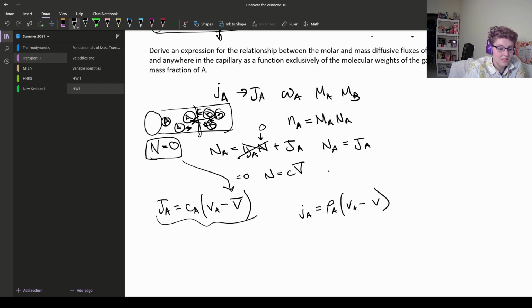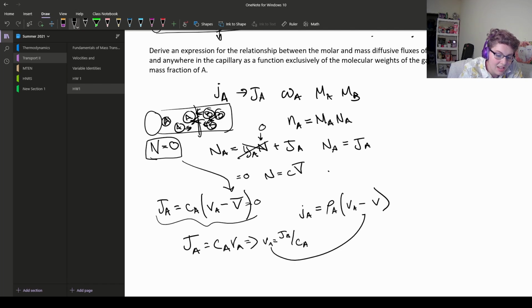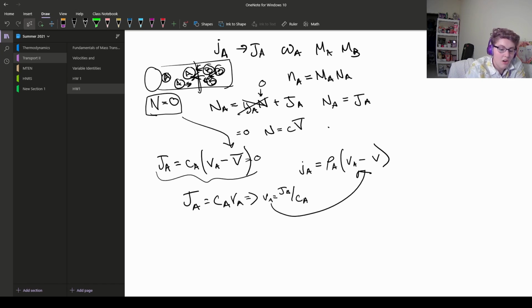And that's what this is, moles crossing a distance per time. So you know that this is equal to 0, which is really handy, because then you can simplify this expression. The molar diffusive flux is equal to the molar concentration of A times the velocity of A. Then we can rearrange that so that the velocity of A is equal to the molar diffusive flux of A divided by the molar concentration of A. And then we can plug that into the definition of the mass diffusive flux. Right off the bat, we've already got an equation relating mass diffusive flux to molar diffusive flux.